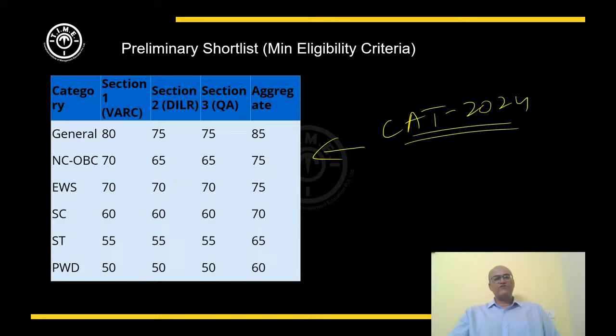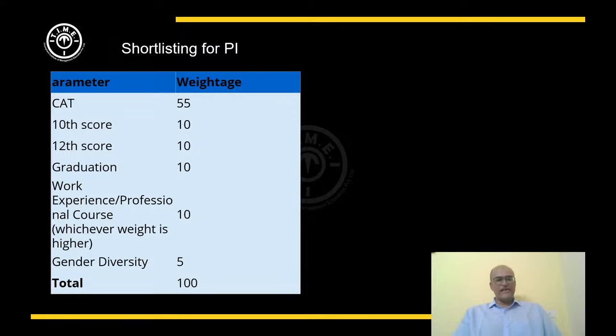So for general category, as you can see on the screen, 85 overall and 80 in VARC, whereas 75 each in the other two sections. So as you can observe in rest of the cases also, what they generally do for NCOVC and general category people is they keep the required sectional cutoff in VARC a little higher than the other two sections. But for rest of the categories, it is the same in every section. So this is the preliminary required CAT percentiles. Once you clear this, then you move ahead to the shortlisting phase.